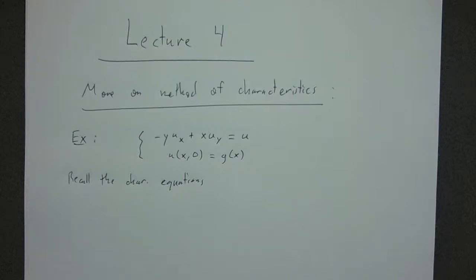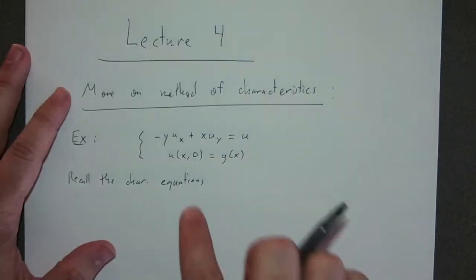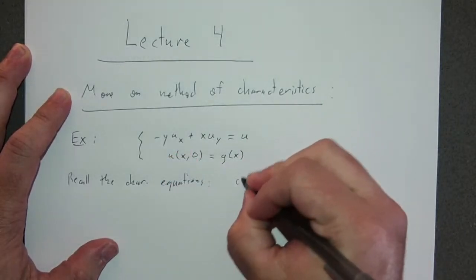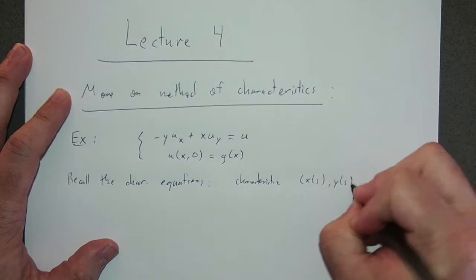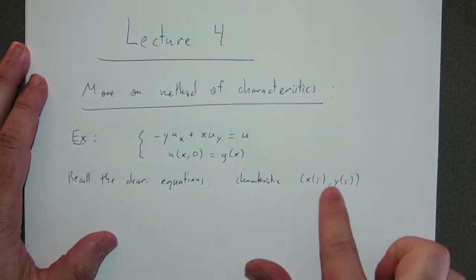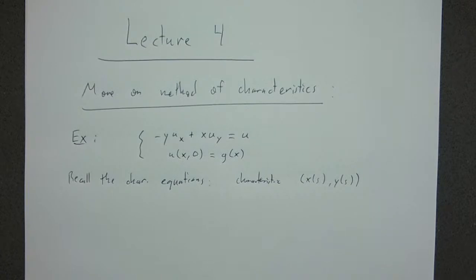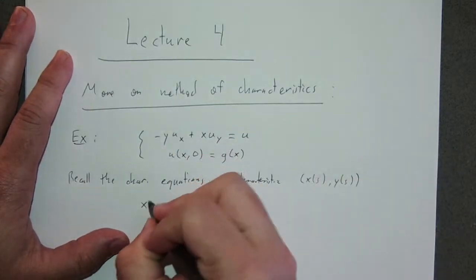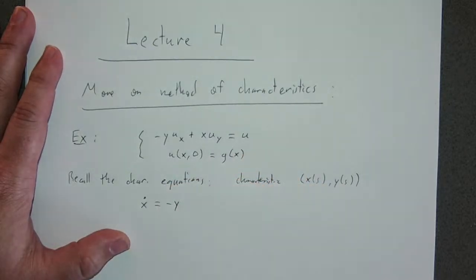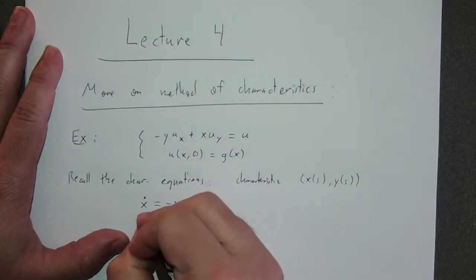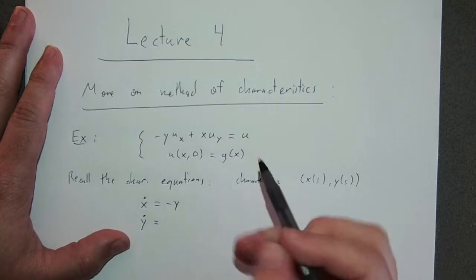Okay, so then let's get back to this. So what does our characteristic equation look like here? Well, remember, the characteristic itself is parameterized by parameter s, and there is its parameterization. Then the ODE system governing trajectories for this is what, according to the characteristic equation? Well, it would be x dot, remember this is the derivative with respect to this parameter s. x dot is equal to minus y, and y dot is equal to the coefficient function on the y partial here, which is x.